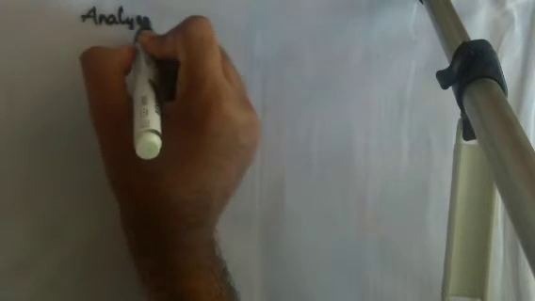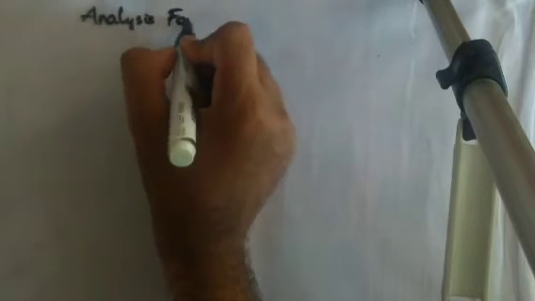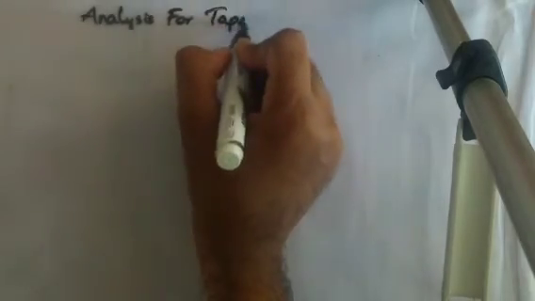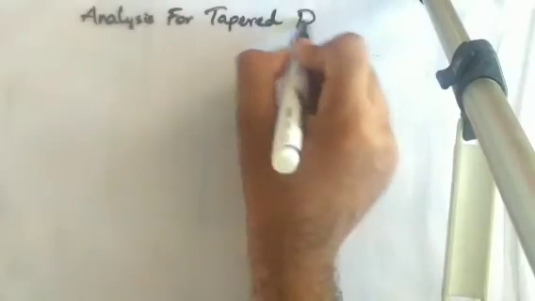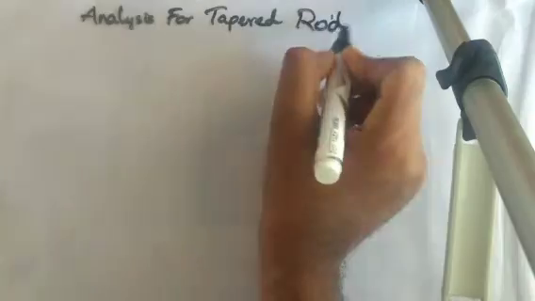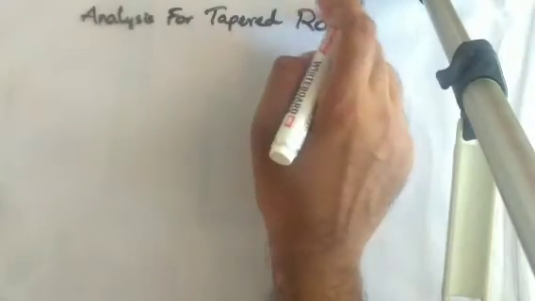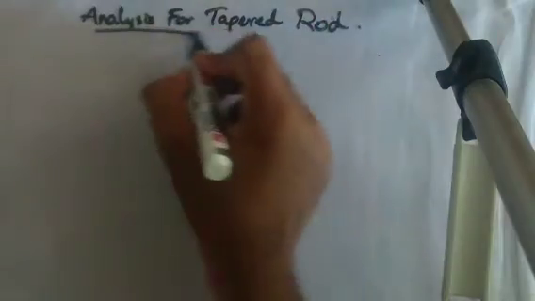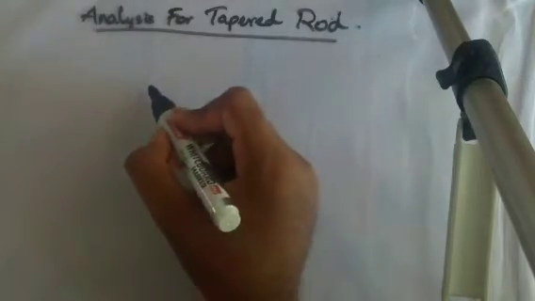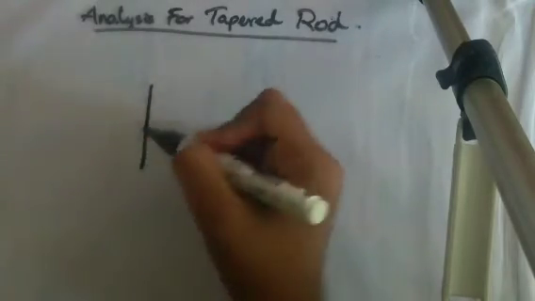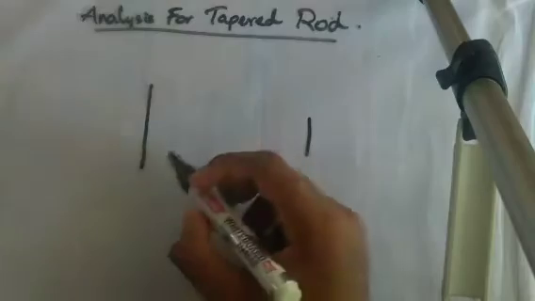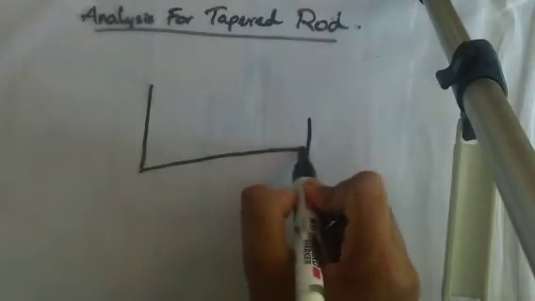Now this is for a tapered rod. There is a tapered section. What is a tapered section? A rod having different diameters is called a tapered section.